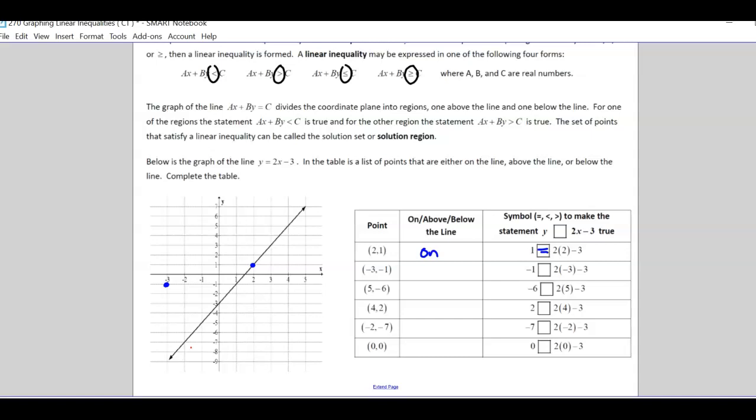Okay? And sometimes students get confused whether it's above or below. For that particular x value, negative 3, if we look at where the point on the line with x equals negative 3 is, it's down there. This point is above it. So you're comparing, for the same x value, where is the y? It's above, so we say it's above the line. If we evaluate this, 2 times negative 3 is negative 6, minus 3 is negative 9. So negative 1 is greater than negative 9.